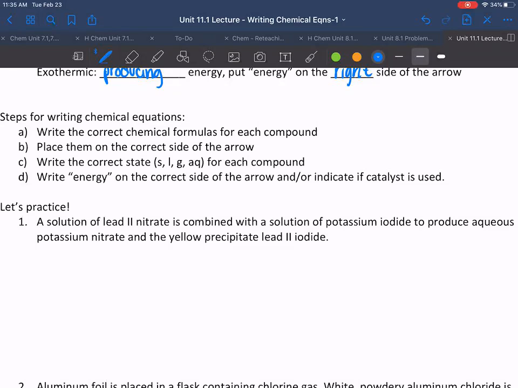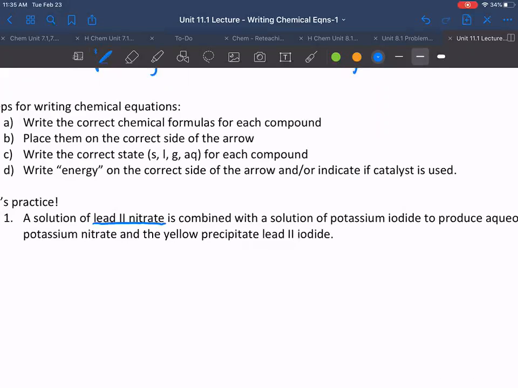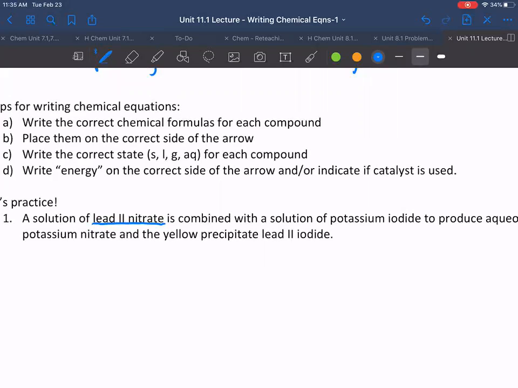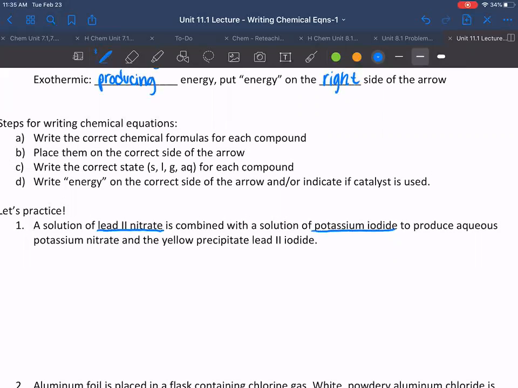So we have a solution of lead 2 nitrate. So that's a compound I'm going to have to write a formula for. That is combined with a solution of potassium iodide to produce aqueous potassium nitrate. That's another compound. And the yellow precipitate lead 2 iodide. So in this equation, I have 4 compound formulas I'm going to have to write.